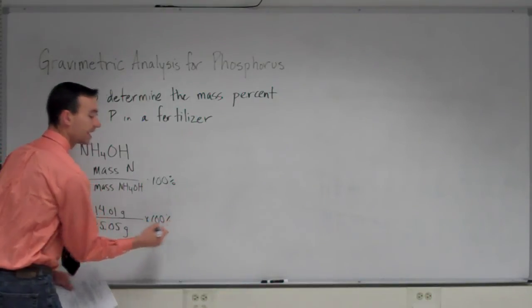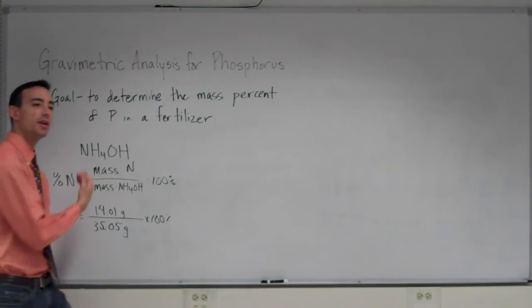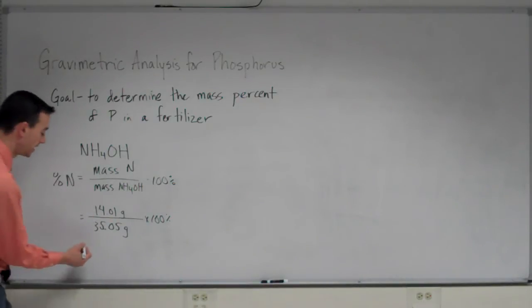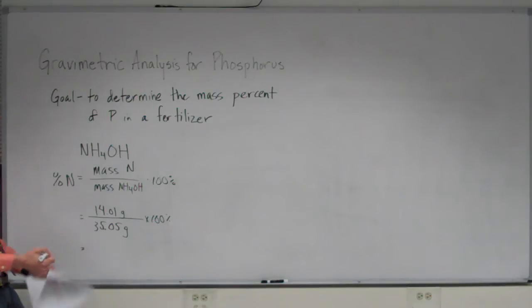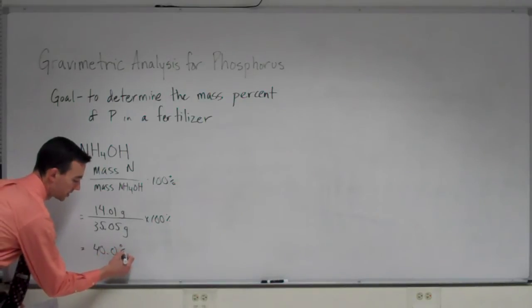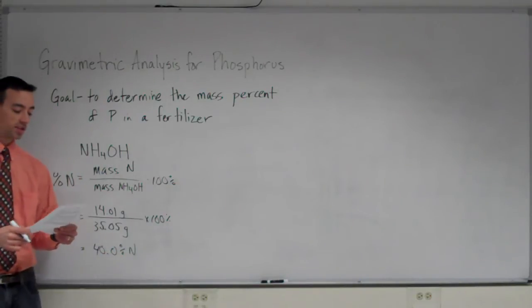So we cannot invent, but we can use the mole relationships to generate the masses that we would need to have our percent composition, our percent mass. So this comes out to 40.0% nitrogen in this case.